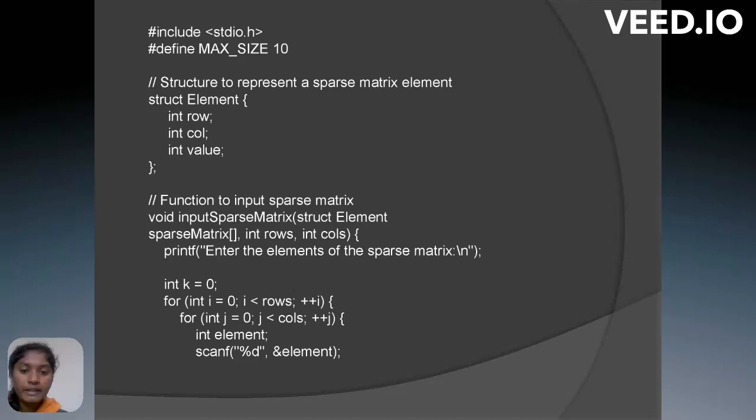int k = 0; for (int i = 0; i < row; ++i) and for (int j = 0; j < column; ++j), int element; scanf("%d", &element).